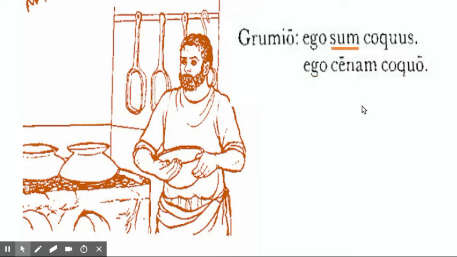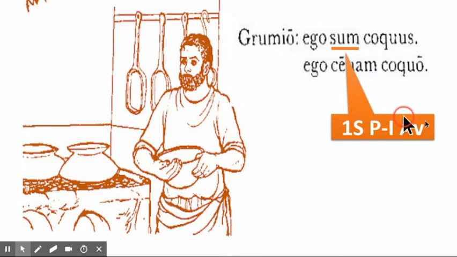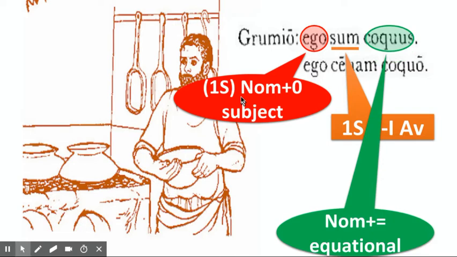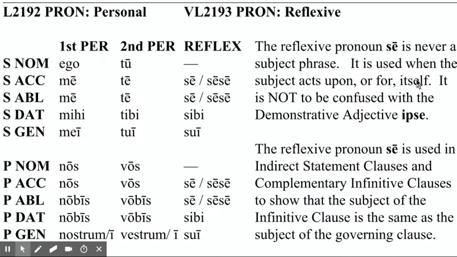You start with the verb sum, which is, of course, first singular present indicative active. Subject-verb agreement tells you that ego is nominative, but it's first singular. It can be the only thing that'll be subject for that sum. Coquus, of course, is an equational phrase. I am a cook. Personal pronouns are listed here. We have first person, that's I, second person, you, and then reflexive, when you do something to oneself. Lift yourself up, dust yourself off, start all over again.